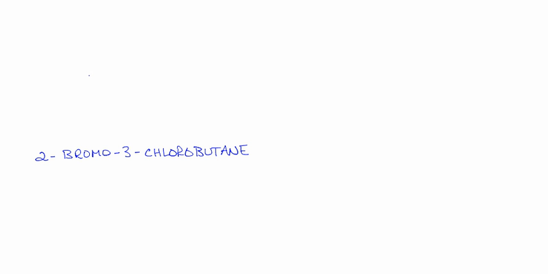Butane, 4 carbons, ane, single bonds. The second carbon has a bromine. It doesn't matter, top or bottom. The third carbon has a chlorine. Doesn't matter, top or bottom. This time, just to keep practicing and seeing different ways, I'm going to put the H's in. H's are understood if nothing's there. So we're getting more and more complicated.